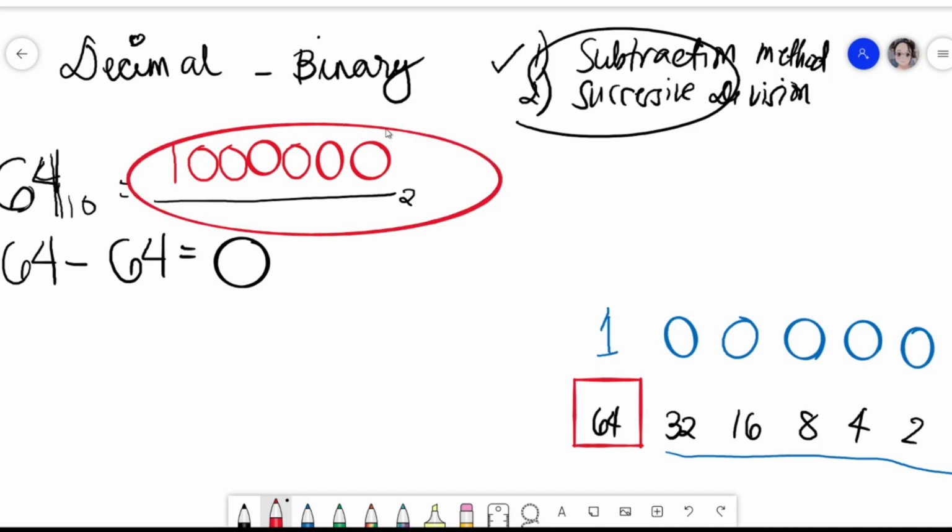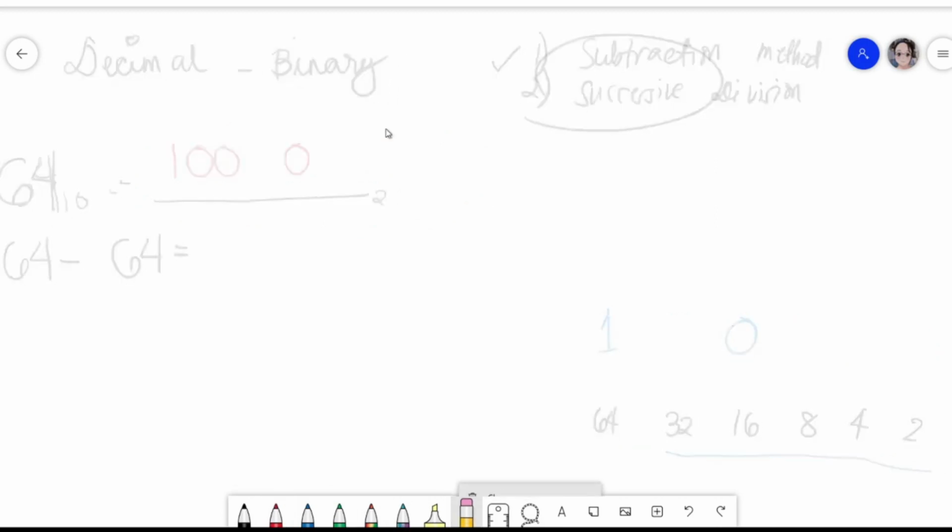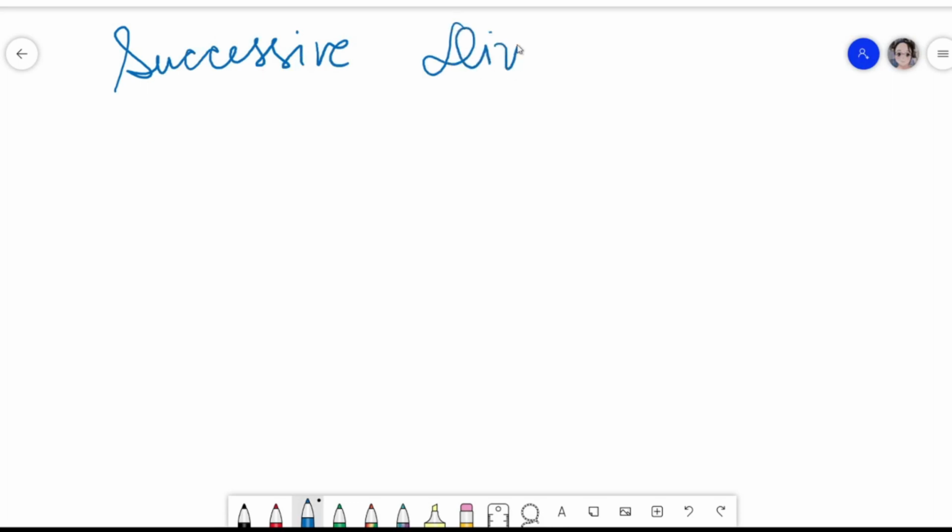Okay, so let's check if your answer from the subtraction method is correct. Let's try successive division to see if the answer is 1 and six zeros. Okay, let's clear this canvas. So let's use successive division.